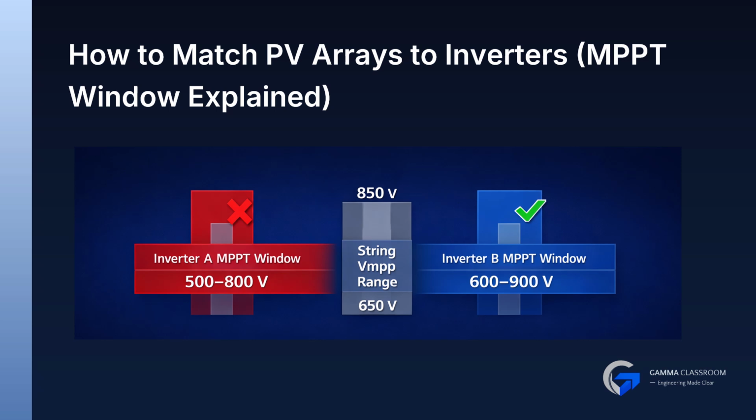Inverter B's MPPT window is 600 V to 900 V. Both the maximum power point voltage minimum, 650 V, and the maximum power point voltage maximum, 850 V, fall within this window, so it passes.